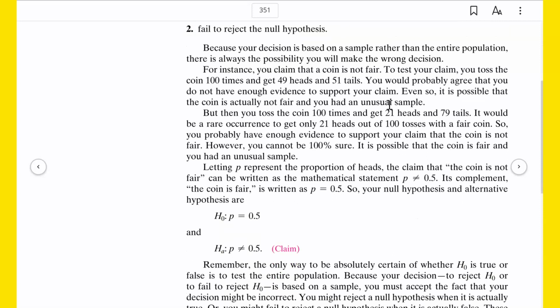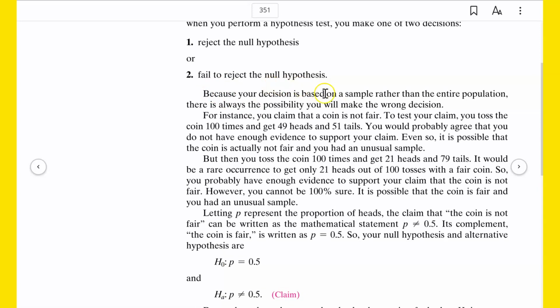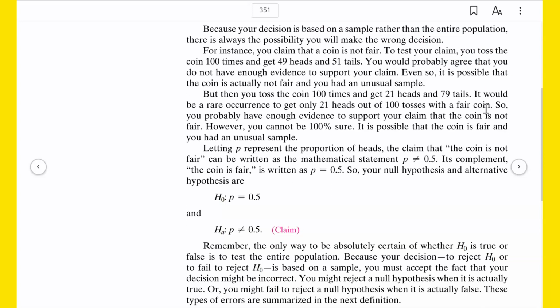Because your decision is based on a sample rather than the entire population, there is always the possibility you will make the wrong decision. In either case, you could make the wrong decision. You could reject it when you shouldn't have, or you could fail to reject it when you should have. And that's just because probability is not a certain thing. It's what the word says.